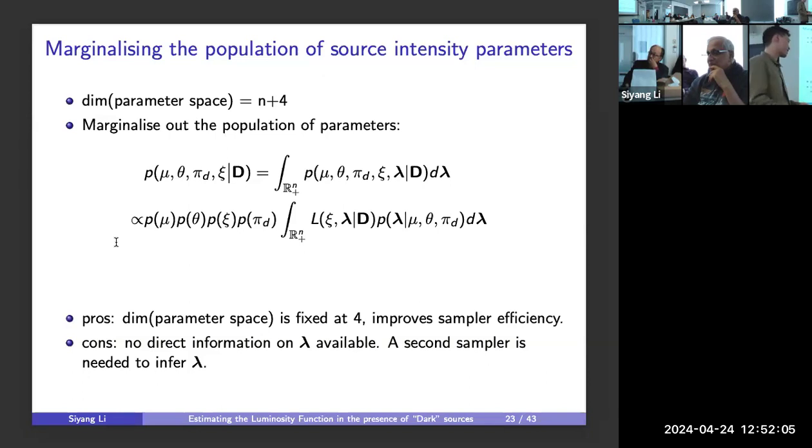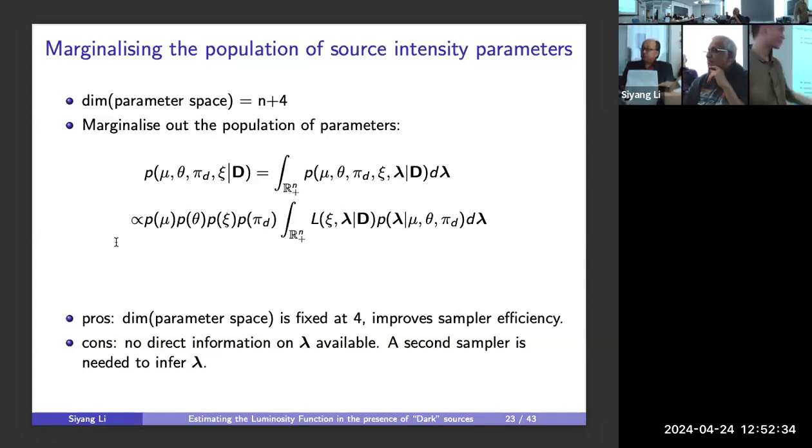But on the other hand, there's going to be no information on each source intensity parameter available directly. So if we would like to know something about each individual source intensity parameter, we will have to do a second sampler. That's exactly what Siyang Li has mentioned in the last session, that we know the characteristics of the whole population, but we don't have the information of each individual in this population now.